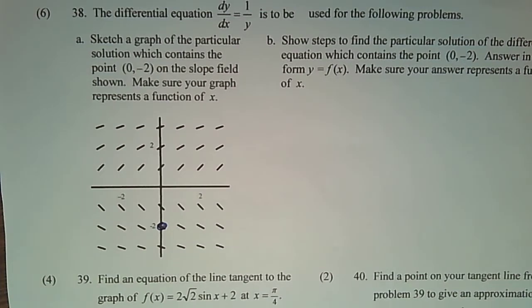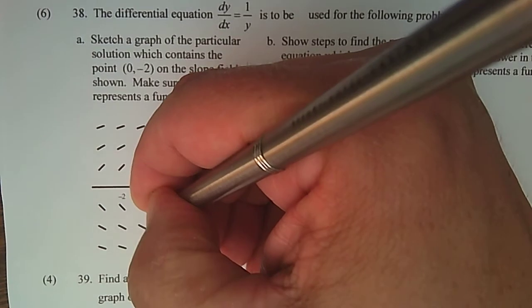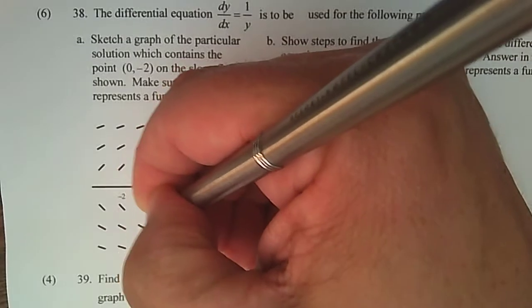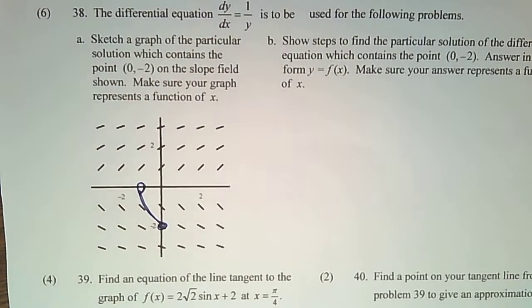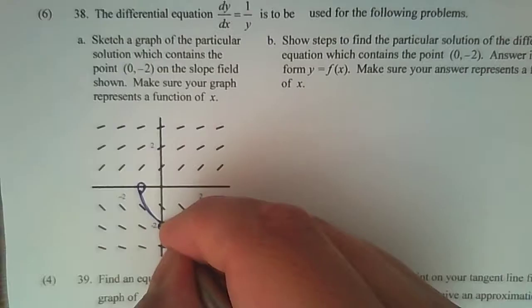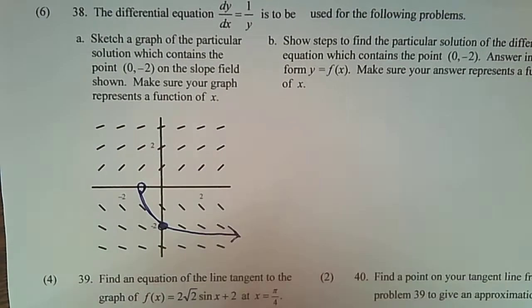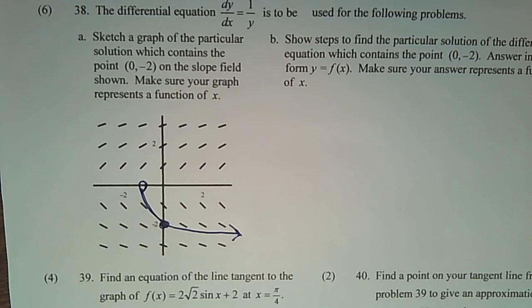Now, what are some things I notice about the slope field? I notice the x-axis is empty. So as I am curving up to the left, trying to follow that, I recognize that here is going to be a hole. And then what I recognize here is that it flattens out to the right, and you can sketch it through 0 and -2.